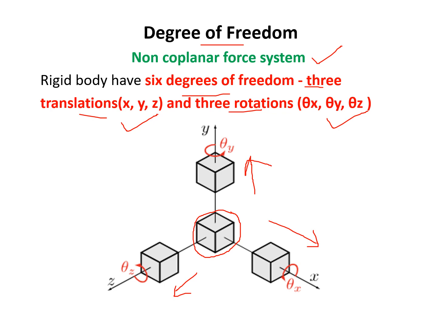And we have the 3 rotations. The first is the rotation about the x-axis, the second is the rotation about the y-axis, and the third is the rotation about the z-axis. So in a non-coplanar force system, there are 6 degrees of freedom, 3 in terms of translation along x, y, and z, and 3 rotations about the x-axis, y-axis, and z-axis.